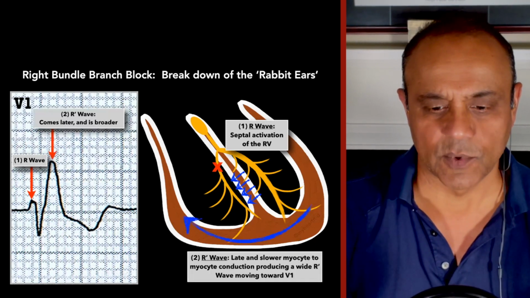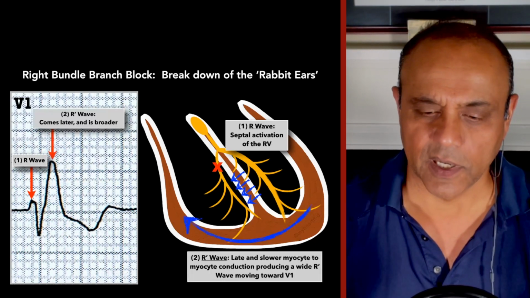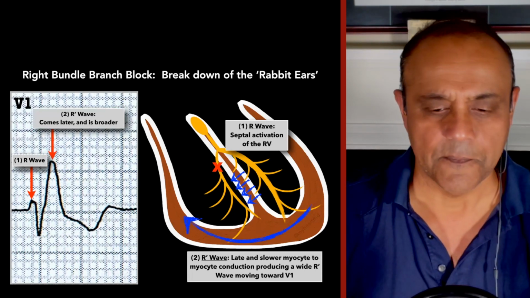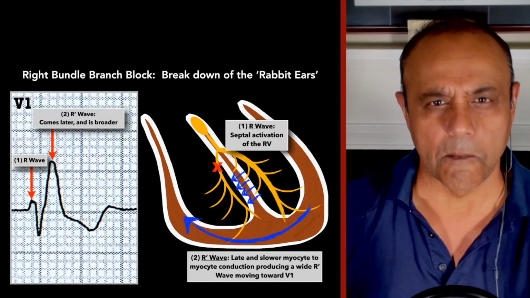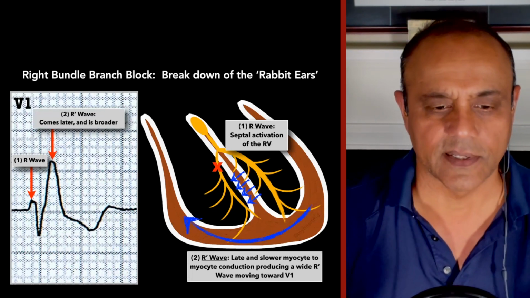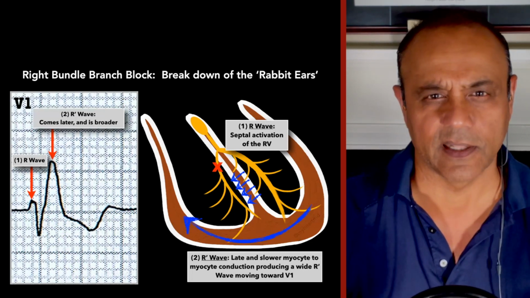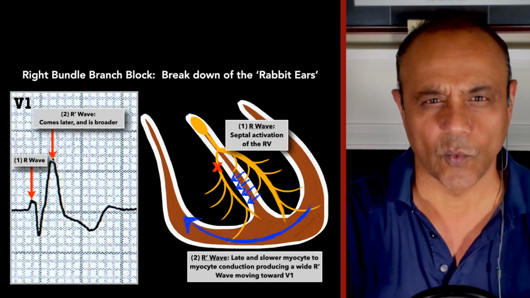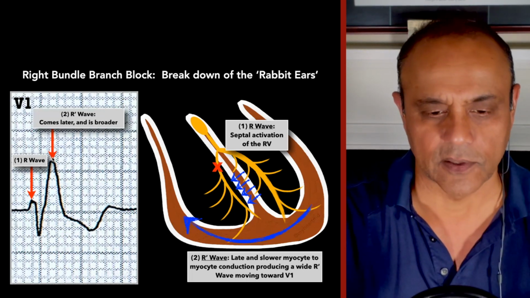Now, in the meantime, what's happening is that the left bundle conducts electricity to the LV normally. And then there's this very slow myocyte to myocyte conduction from left to right, then finally depolarizing the RV, giving rise to that second wave, the big R wave that follows.